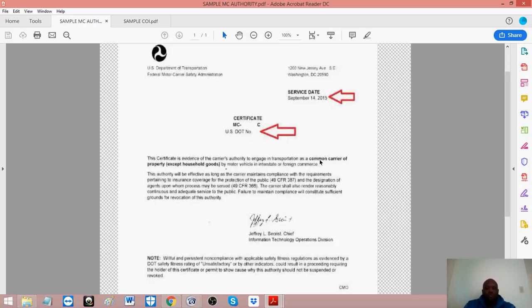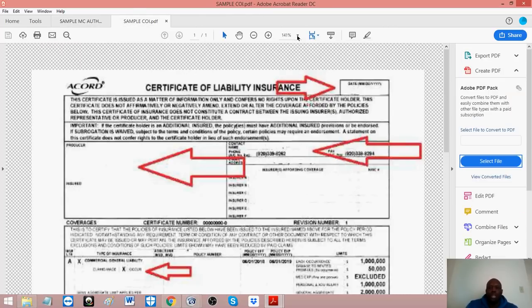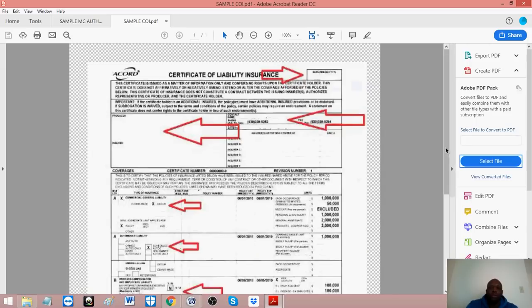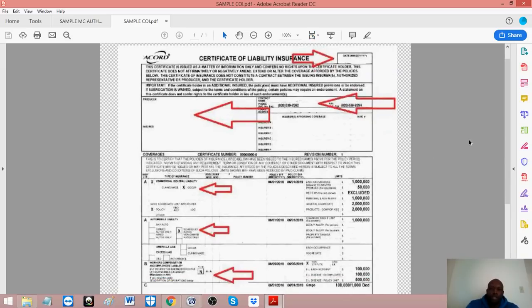So when you get a dispatch agreement back from your carrier that you just signed a dispatch agreement with, ask for the W-9, and then number 2, the MC authority letter. And then number 3, of course, you're going to need a certificate of insurance from them. And this is what a certificate of insurance looks like.